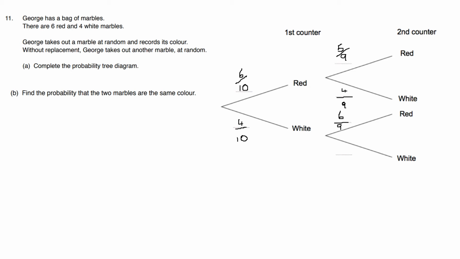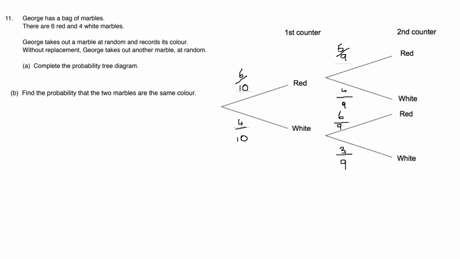If I pick white first, that means I've removed one white counter from the bag, so I only have 3 left, and I have 9 altogether. So if I pick a white first, the probability of me picking a white second will be 3 over 9. And I've now completed my tree diagram.